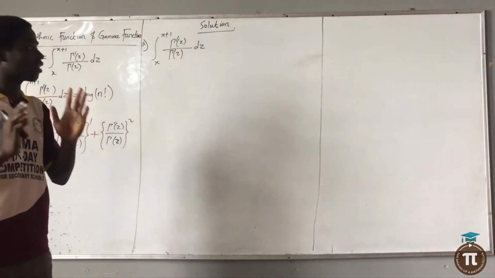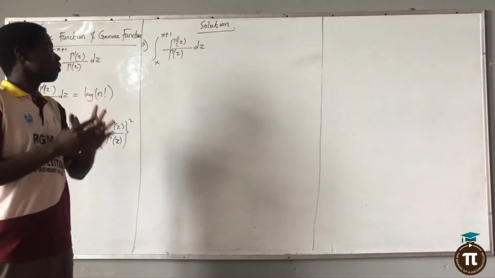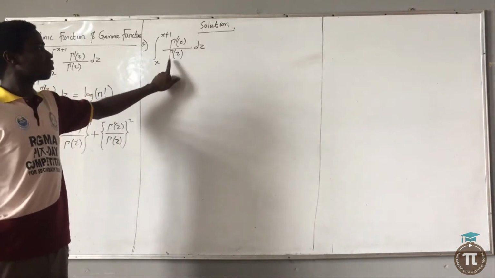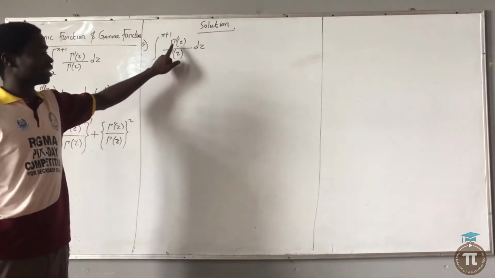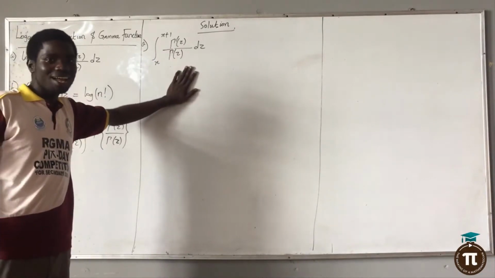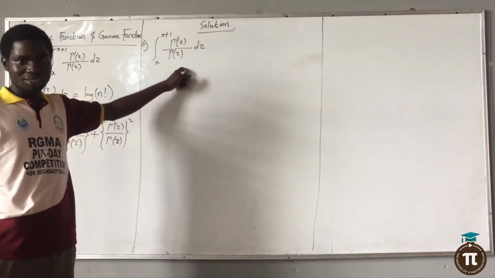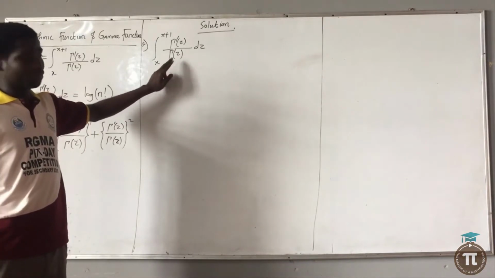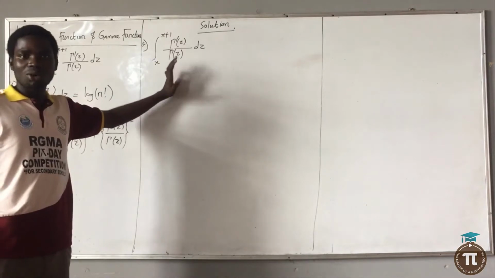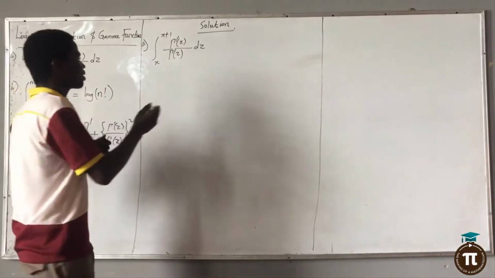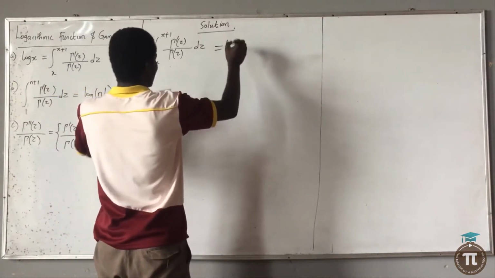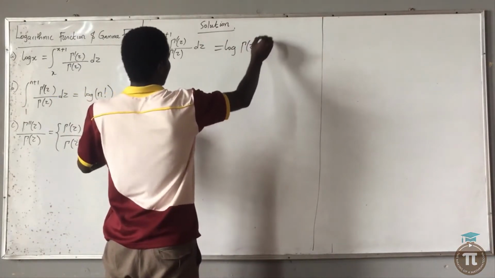You know from the law of logarithm, from standard integrals, that whenever the numerator is the differential of what you have at the denominator, the answer is log of the denominator. That is, if you differentiate what is at the denominator and that's what you have at the numerator, the answer is log or ln of the denominator. So in this case, this will just be log of gamma of z.